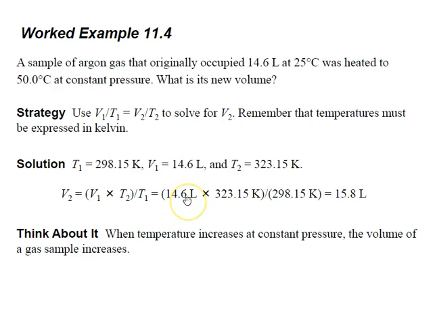Putting in our units and numbers, 14.6 liters. Here's our temperature, our T2, and the T1 temperature. Doing the math, canceling out Kelvin, we're left with units of liters, and this is 15.8 liters. We can see that the temperature increases, and that causes the volume to increase. So that makes sense, because those are directly proportional.